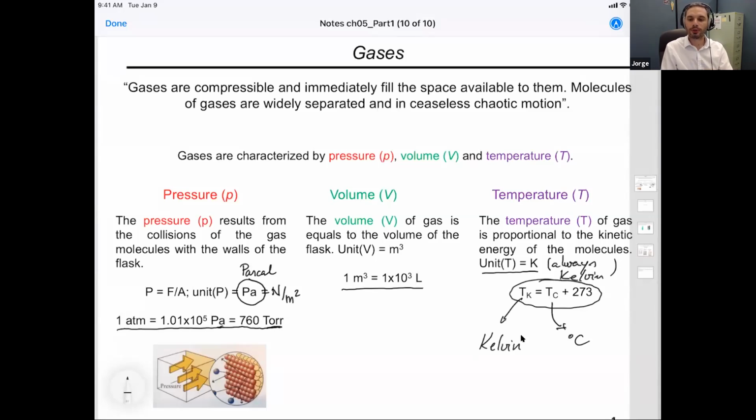We always use Kelvin because Kelvin does not accept negative temperatures. It's an absolute scale, and that's why it is used. And it's the unit from the international system as well.